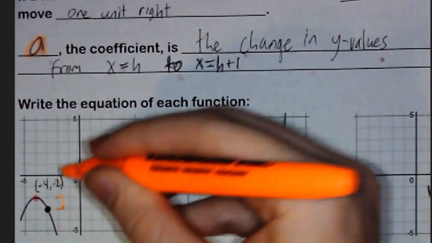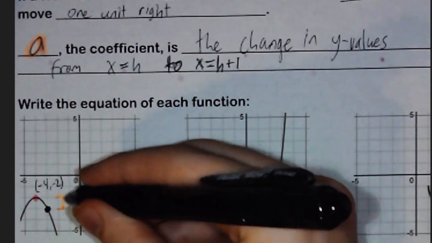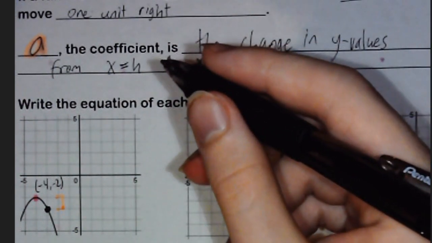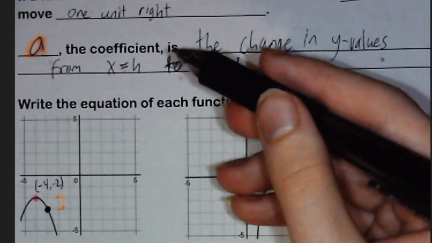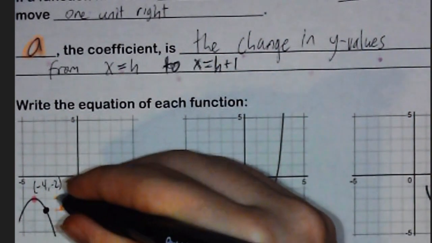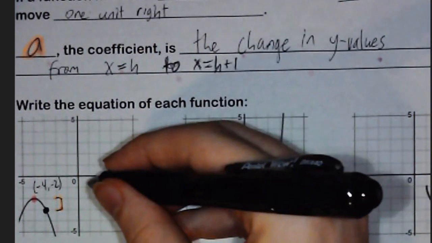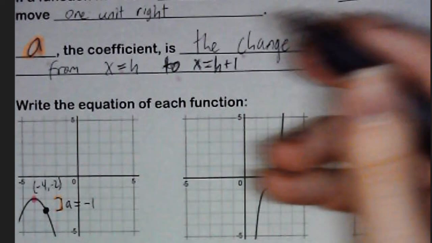So how much did the y values change by? Now if you said 1, okay, we're getting there. But because we're looking for a change in y values, we're also taking into account whether it changed in a positive way or a negative way. So if it went up, then we're going to say that the change is +1. But since it went down, the change is -1. Right? So the change in y values here, which we're going to call a, is equal to -1.